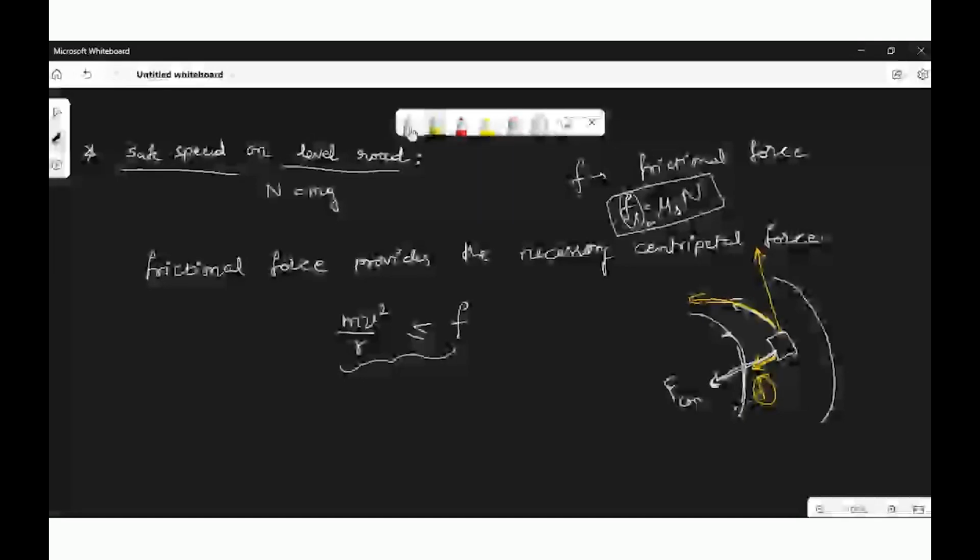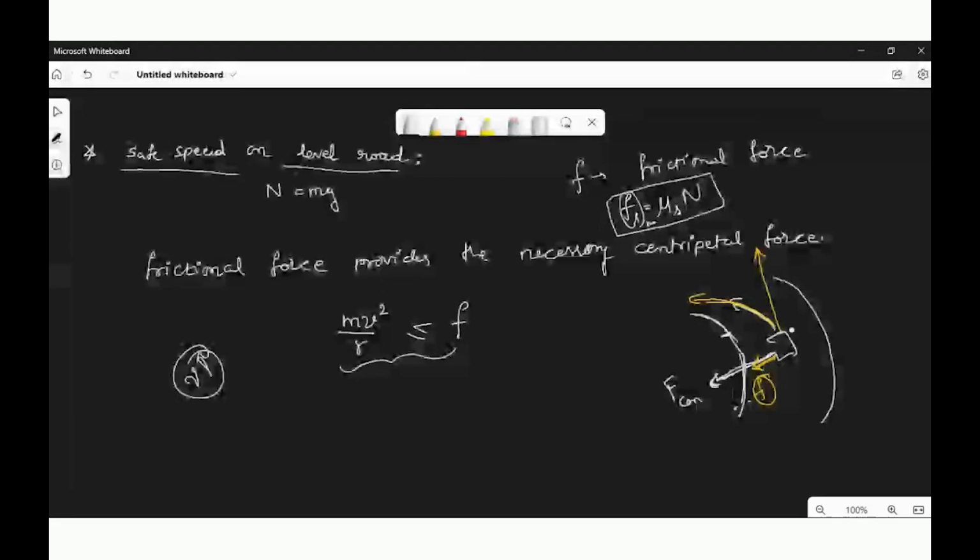Okay, so now always, in case the speed is very high, like some person is driving very fast, what happens? The frictional force becomes insufficient. The frictional force becomes insufficient, and then the car has a tendency to slip on the track itself. Centripetal force is now increased because the speed is more, correct?